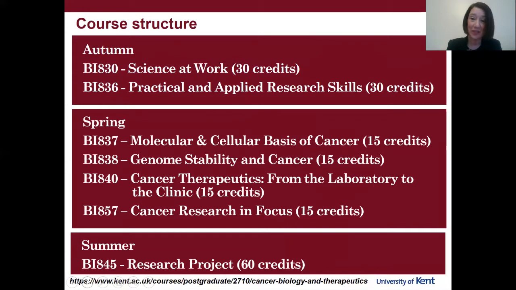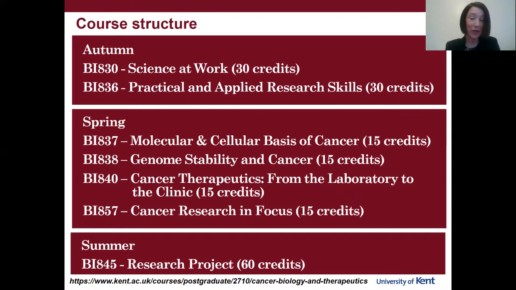The course is delivered as a series of lectures and seminars, discussion groups, and also lab-based work. For the autumn term, there are 2 30-credit modules as shown here at the top. These are Science at Work, which focuses on the communication and also the ethics of science. The second one is Practical and Applied Research Skills, and involves quite a large amount of practical work, including a project on genome editing, and there is another video on this.